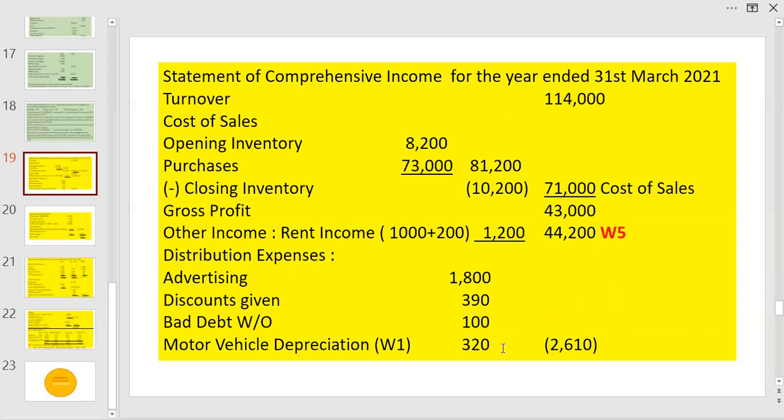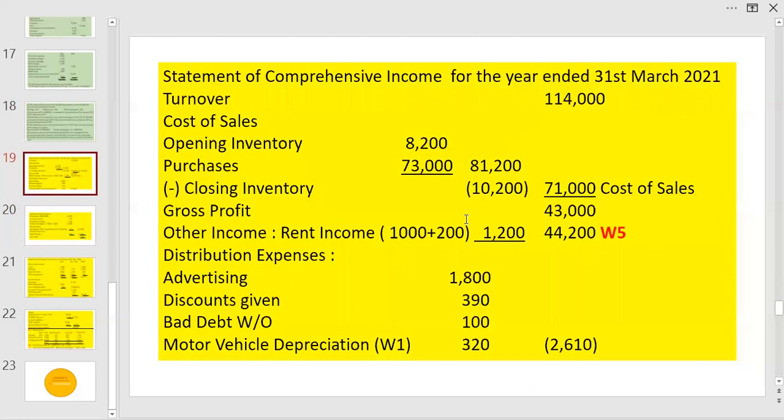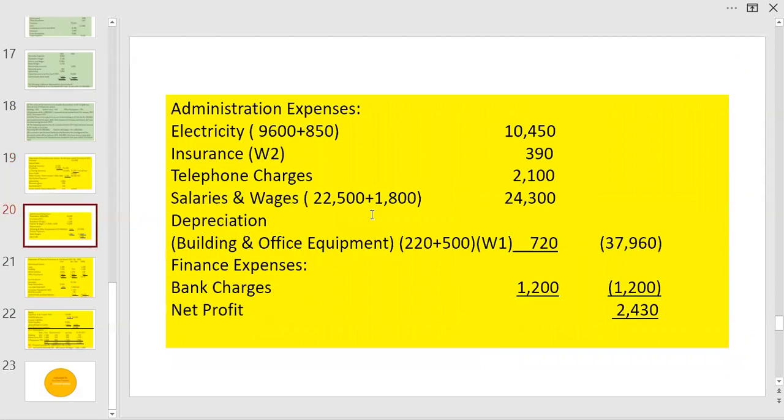Distribution expenses, covering advertisements, discounts given, bad debts written off, motor vehicle depreciation entirety is written off here since these are about motor lorries, distribution vehicle. Second category, administration expenses, covers electricity, insurance, telephone charges, salaries and wages, depreciation on building and equipment. The third category is finance charges, shown here separately, giving us a net profit of 2,430.